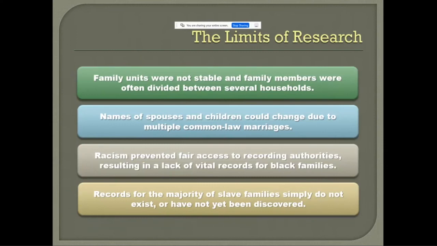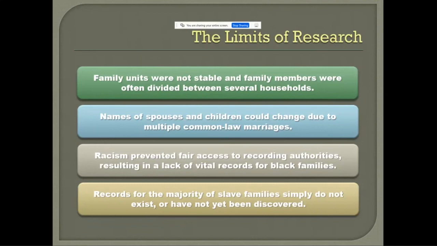So as we're winding up here, let's talk about what the limits are. Family units are not stable. Part of Jim Crow racism in general, white supremacy, is destabilizing the African American family, economically, legally, so it can happen. Families are getting broken up. People are being raised by aunts, uncles. This is very common. And it can make your research very difficult. You're trying to find the parent of a child who's being raised by his aunt or his grandmother or the neighbor.